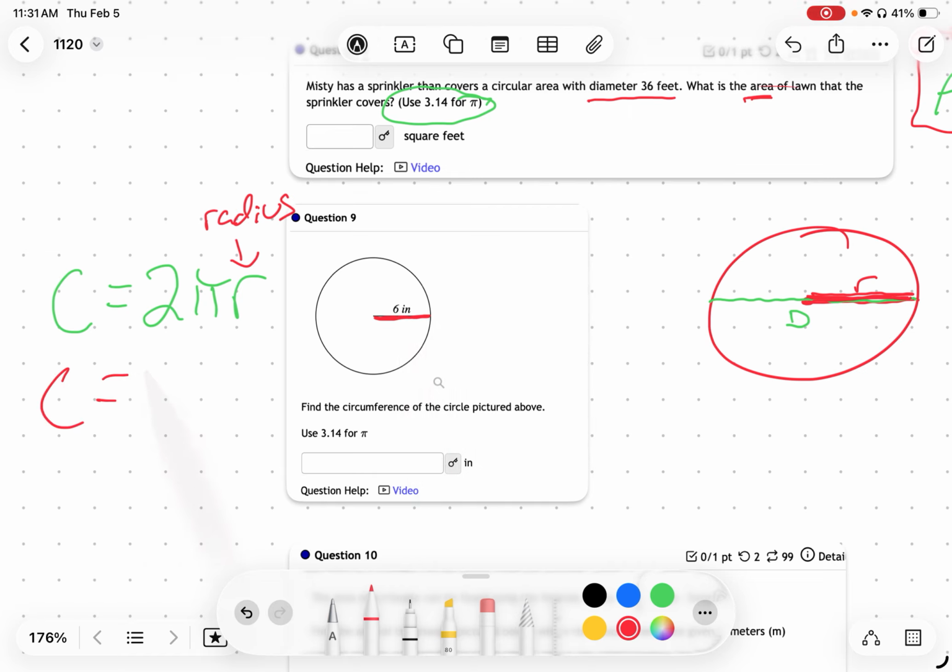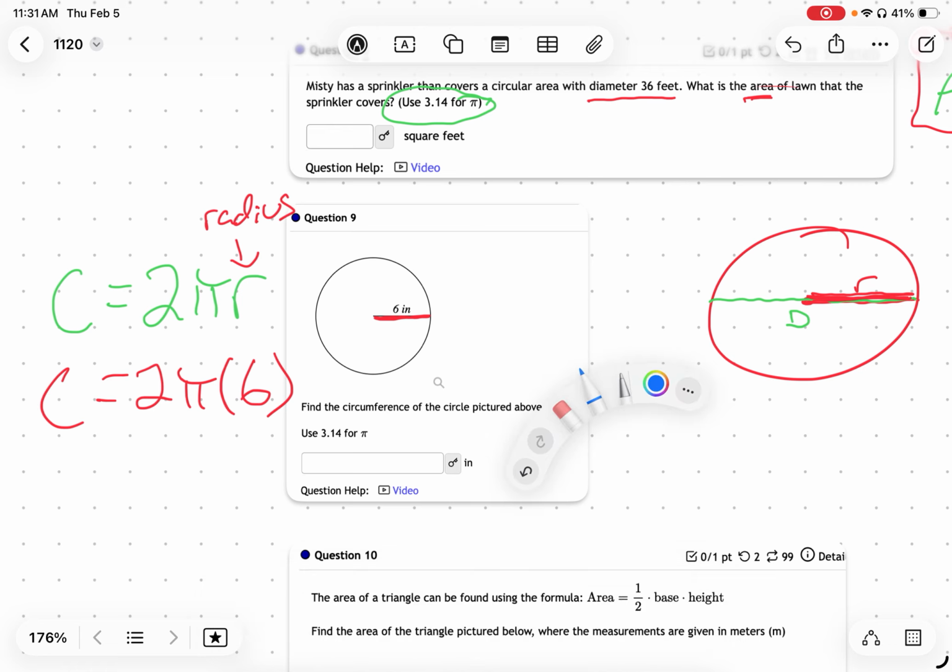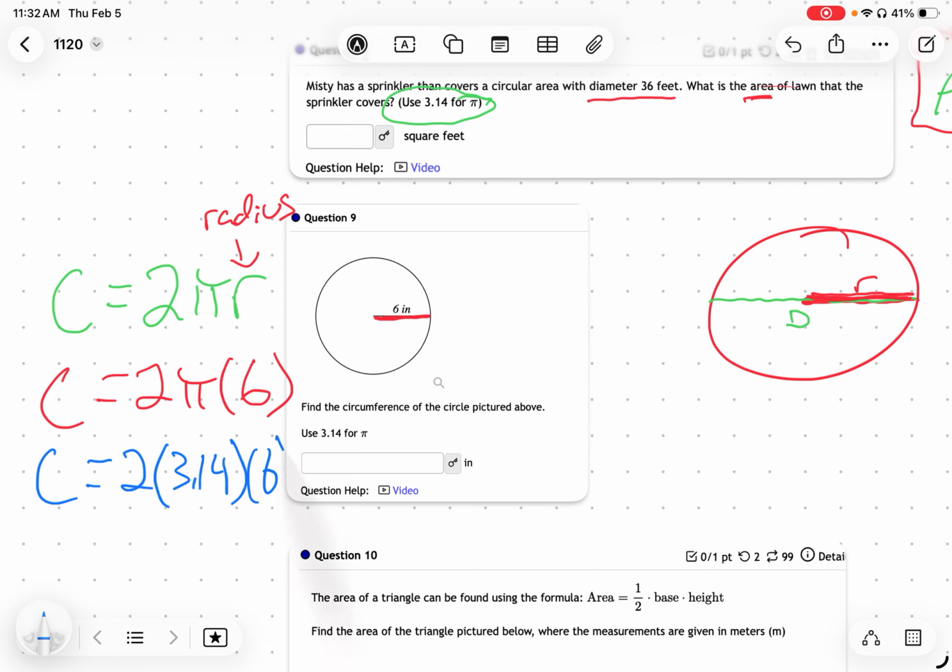So I can just go ahead and plug in. Instead of r, I'm going to use parentheses, and now I can plug in the radius of 6. As I discussed in the last problem, pi is another way to express 3.14. So to complete this math, you need to do 2 times 3.14, and then that answer times 6.